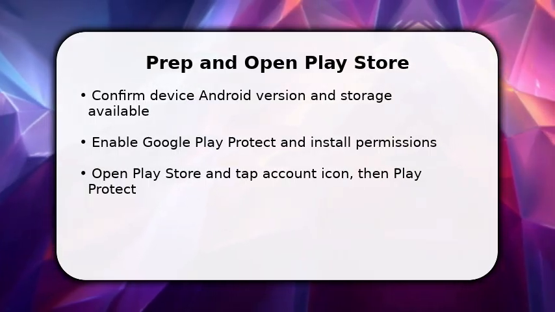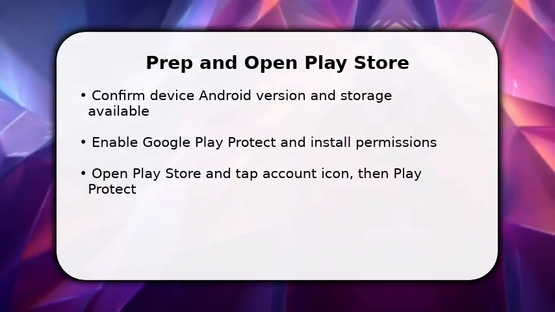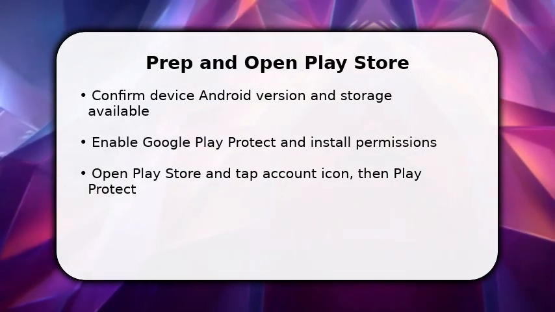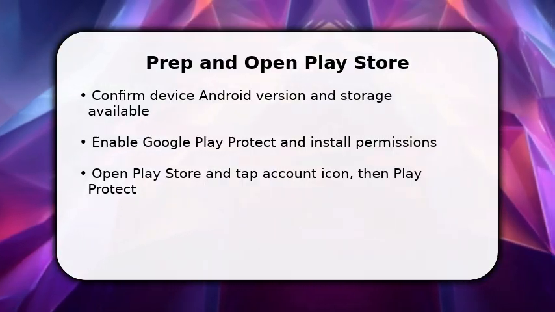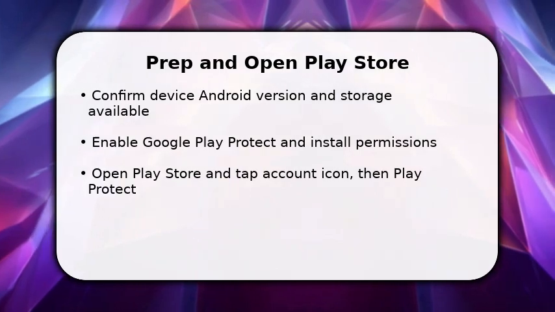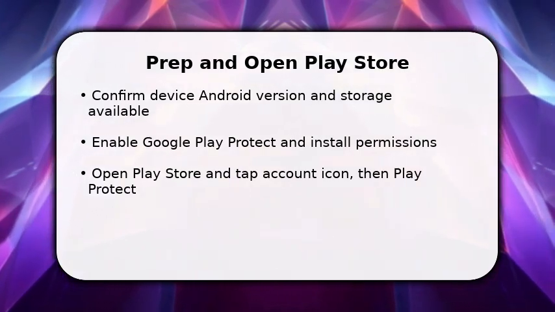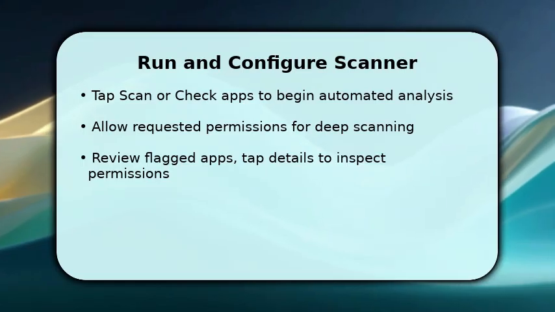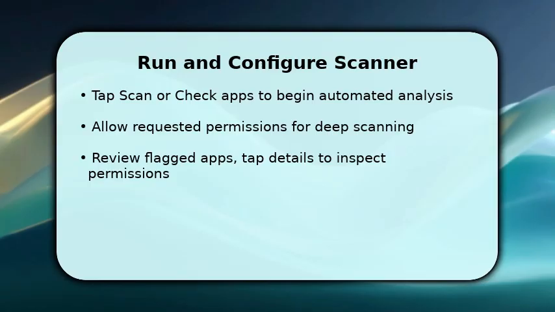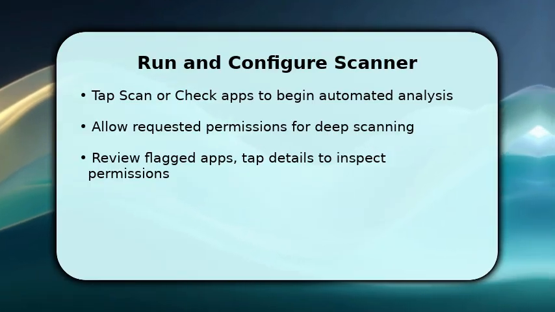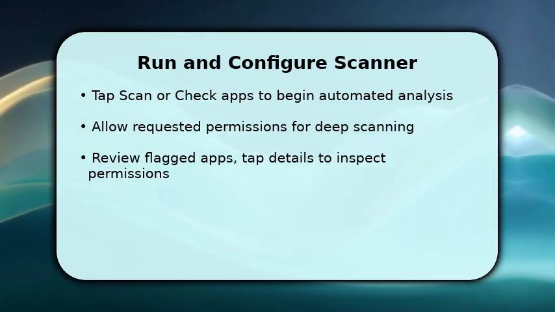Next, go to Settings inside Play Protect and enable scanning apps from unknown sources if needed for third-party checks. This gets you into the app scan workflow quickly and ensures results are meaningful from the first scan. You'll run the scanner by tapping Scan or Check apps and allowing any requested permissions so it can analyze installed packages deeply. Once the scan runs, pay attention to flagged items.